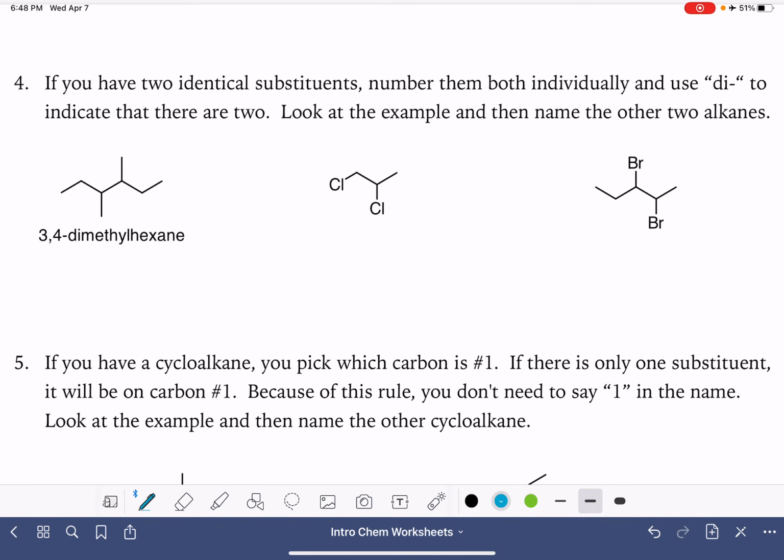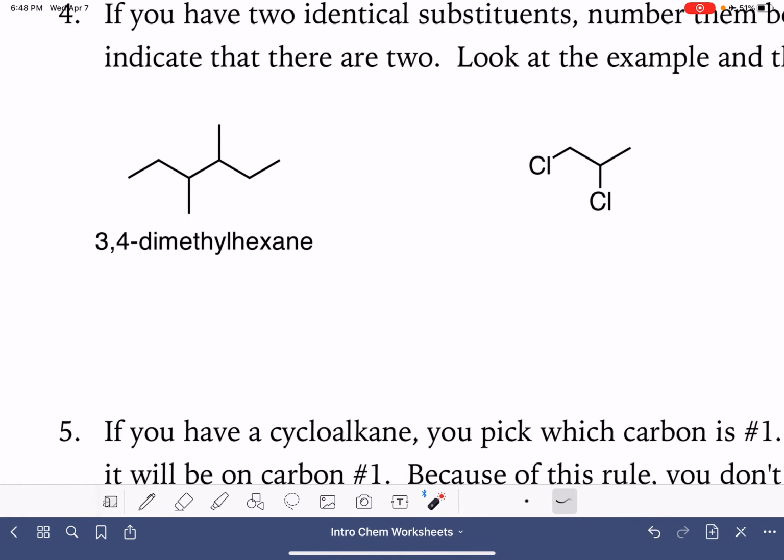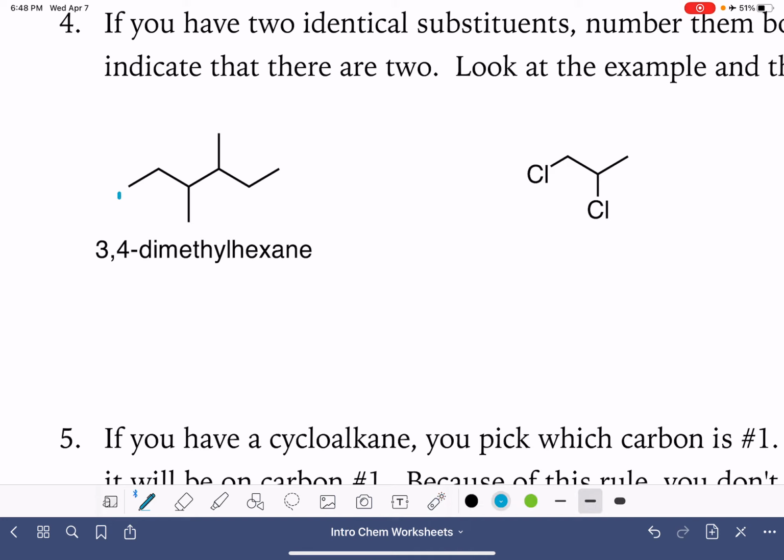Now we're looking again at having 2 substituents, but this time the 2 substituents are identical to each other. If we have 2 identical substituents, we don't have to repeat their name. We don't have to say methyl-methyl. We can just use the prefix di, which is used to indicate that there are 2. So let's look at this very first example. For this first example, here's our longest parent chain. It's a hexane. We have a methyl on carbon number 3 and a methyl on carbon number 4.